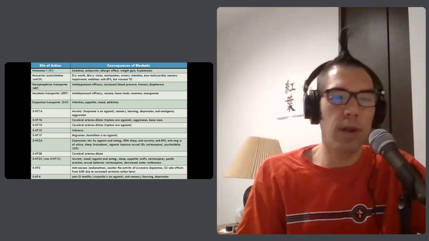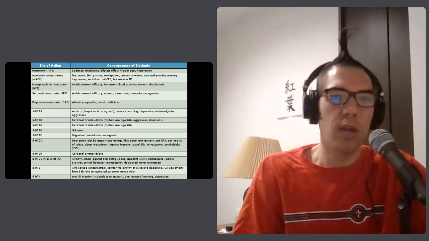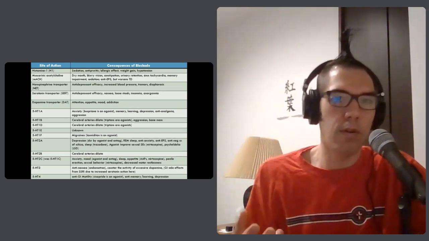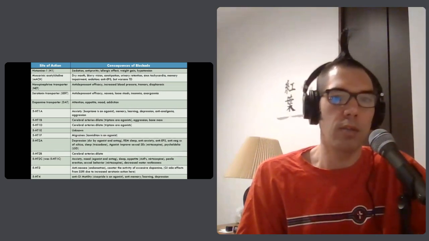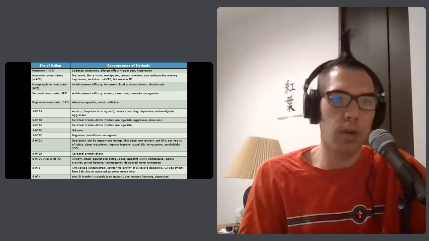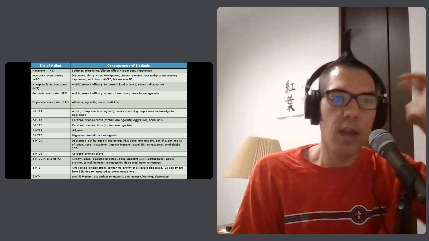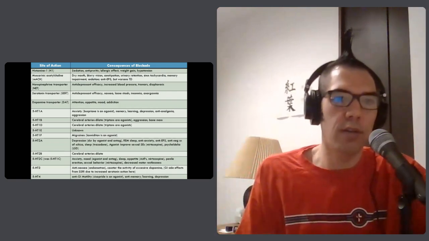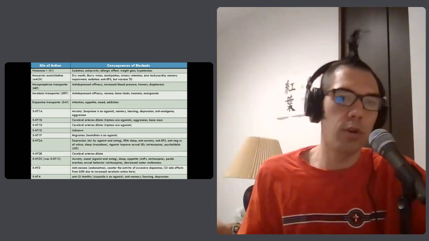There can be some interactions with addiction, the liking behavior when we talk about dopamine. And so we'll get into that when we talk about the medications that interact at this receptor. And then the next series of receptors are all the serotonin receptors.